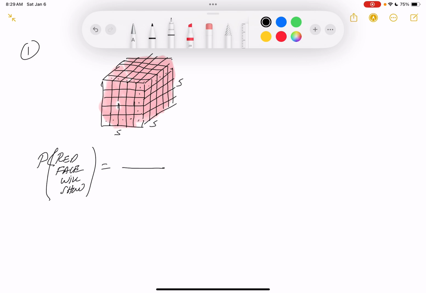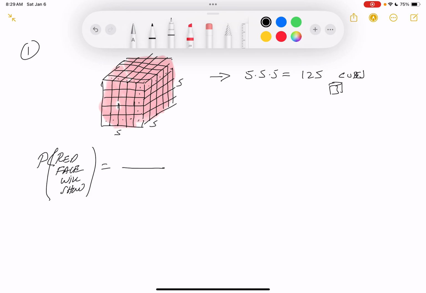And again, this is a random selection. But before I do anything, I want to point out there's a certain number of cubes over here in the box. How many cubes would there be? There would be 5 times 5 times 5, 125 cubes. And these are the 1 by 1s. Right? And some of them have red faces, clearly looking at the picture.